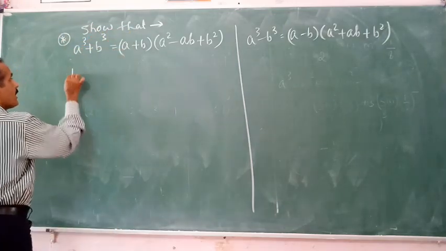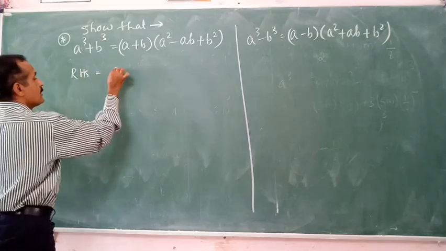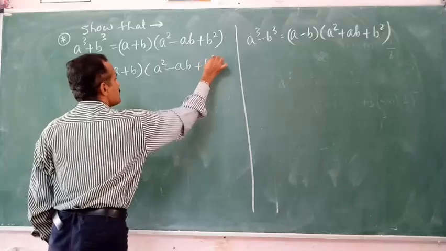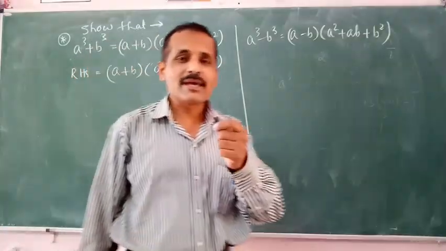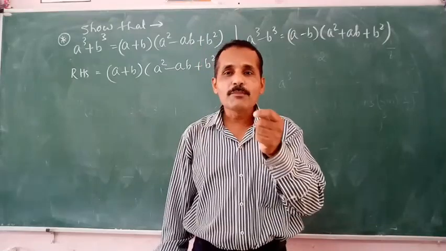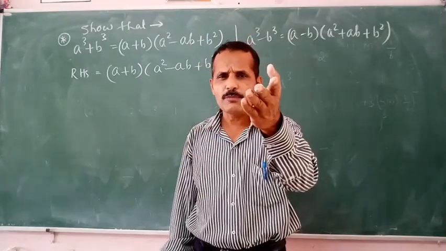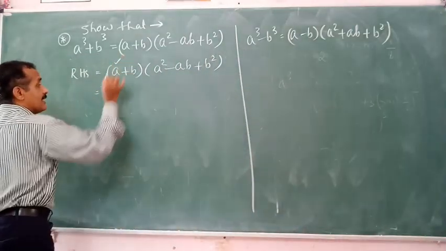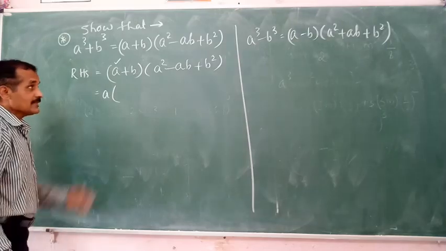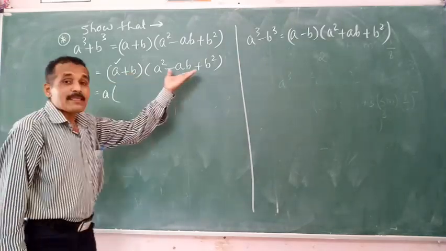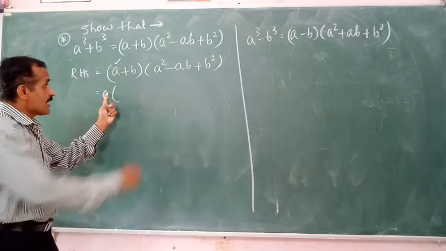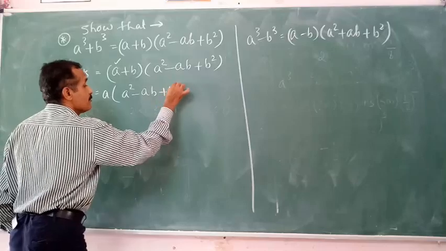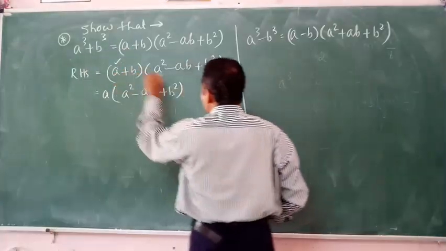Let me multiply. RHS is equals to a plus b into a square minus ab plus b square. My dear children, this is called multiplication of binomial into trinomial. Many of you may be knowing how to multiply. Even then I will show you. Look at it. I will take a outside, and let me keep the bracket as it is, a square minus ab plus b square. Plus b outside.